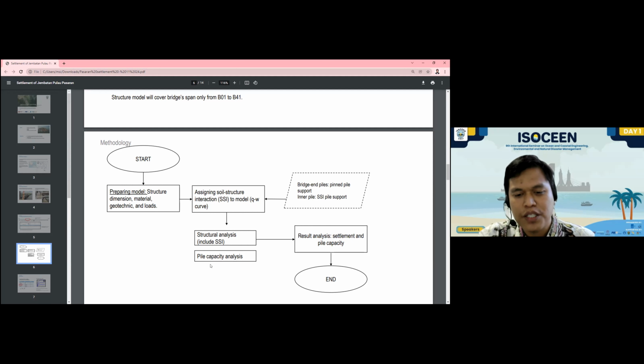This was the traditional method, and then we analyze the results produced from this analysis. From the result, we can then make some conclusion about the settlement and pile capacity.